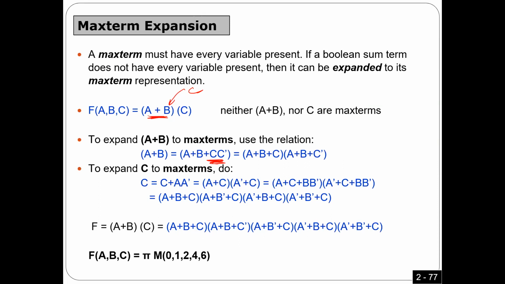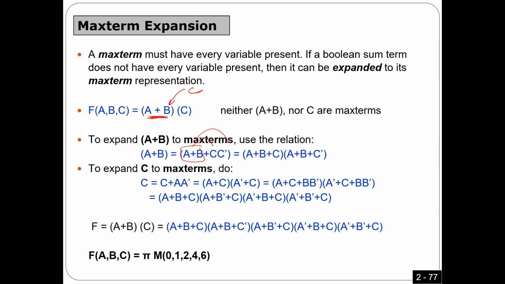C and C prime is 0. I didn't do anything because I just added 0. Okay, and then after that, I can make distribution. I can take these two and distribute them this way.